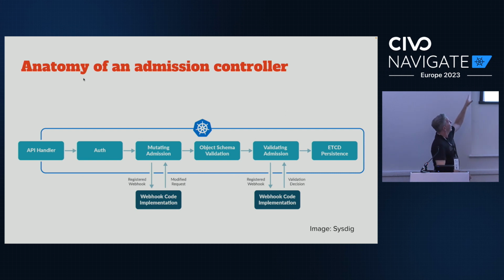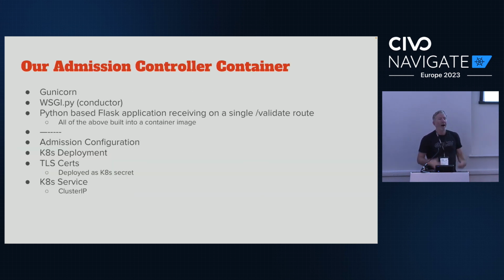Basic anatomy: API handler, authentication, mutating admission controller, as I said, validation, validating, and then persistence within etcd. That is the general anatomy of the way things become persistent within our cluster. Our admission controller is written in Python.